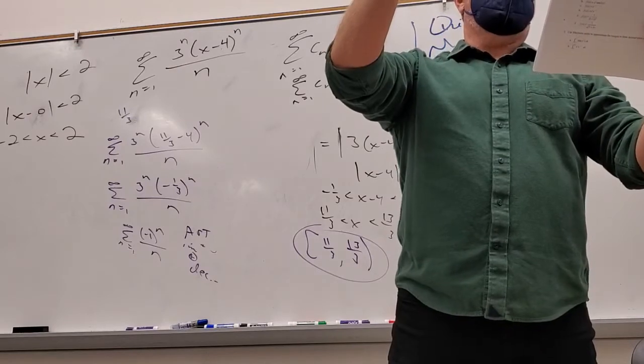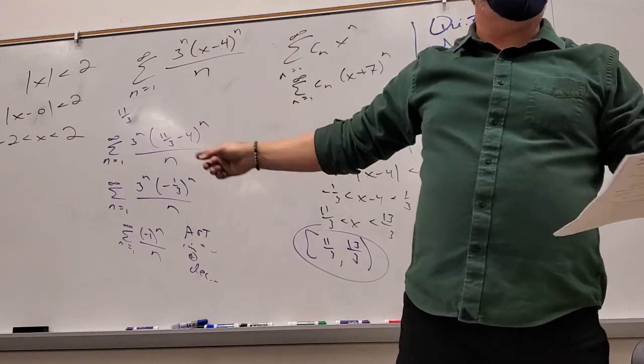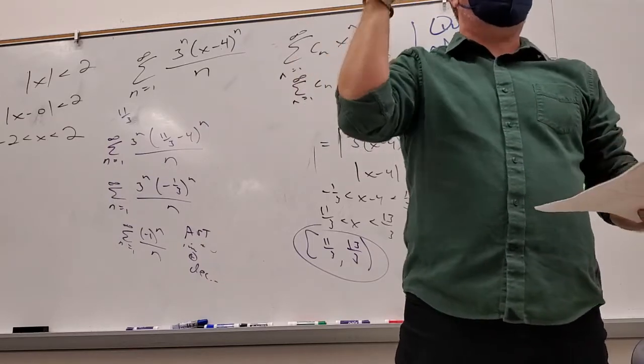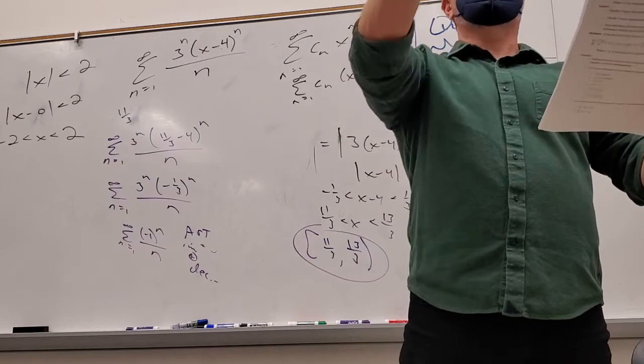Or it could be convergent for everything, right? That's the negative infinity to infinity that we saw in a couple of examples. That's when the x dependence goes away.